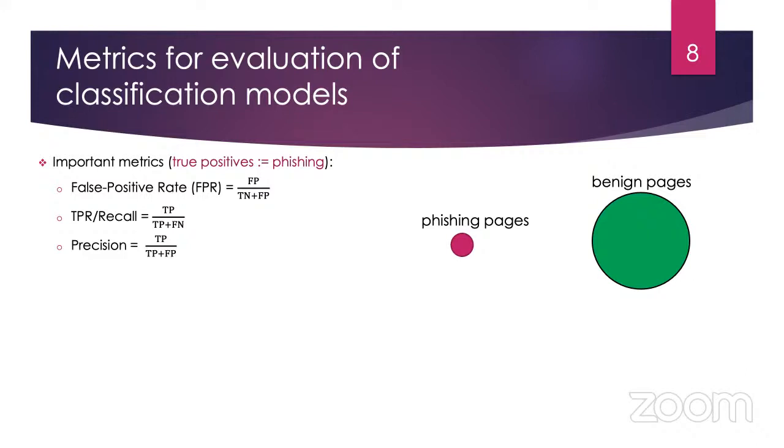Because if you look at the denominator of FPR, what you see is true negative plus false positive, right? So your true negative is these benign pages, your big green circle here. Which means however high your number of FPs are, you're going to have a very small fraction there because of this huge imbalance. So that's why it's important to look into precision versus recall.